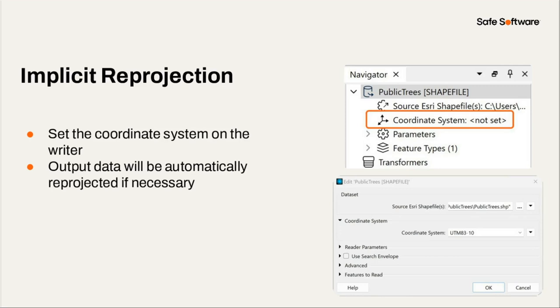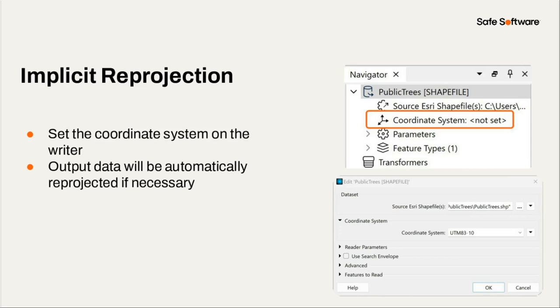We try to keep the simplicity of doing the reprojection in FME. In your readers and on your writers, we have what's called an implicit reprojection. When you've read in your data and you have your coordinate system set, or you don't have your coordinate system set, then FME will handle that automatically. An example of this would be, say you read in your data, it's in UTM 83, and you want to write that out to a geodatabase. Say this is a new feature class that you want to write it out to, and you haven't specified your coordinate system. As you can see in the image there, it says coordinate system not set.